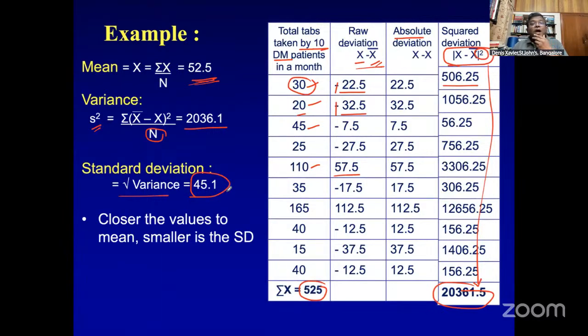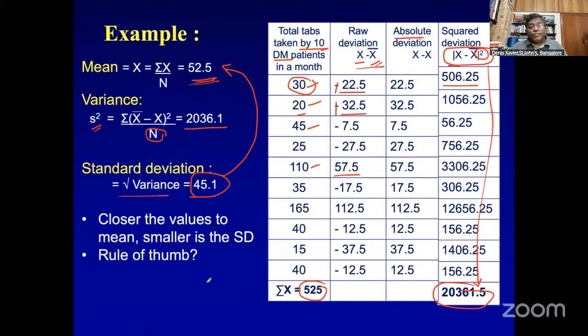So now, how far is 45.1 to the mean? Quite close, right? It's quite close. So these data, in our mind, are reasonably well distributed. It's not too bad.